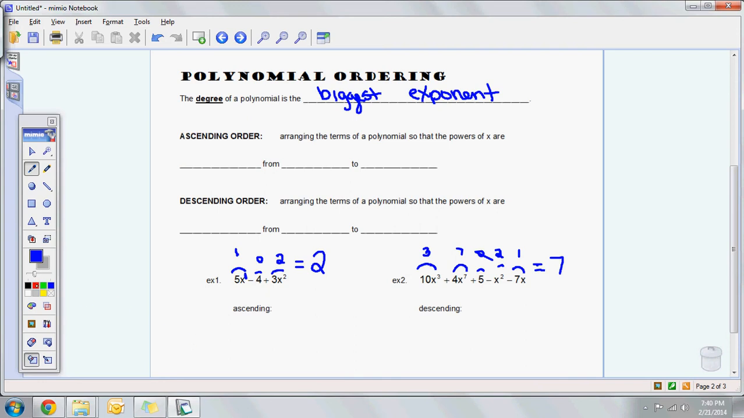All right, let's talk about ordering these guys. So if I say put them in ascending order, it's like you're ascending up a cliff. So you're going up the cliff. So you're going to go from smallest to the biggest.